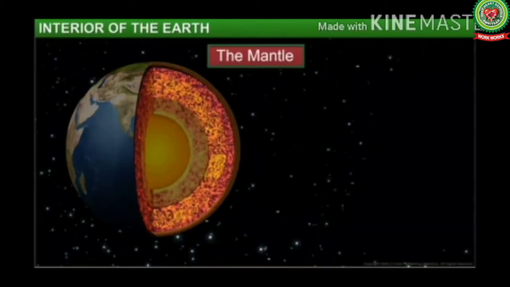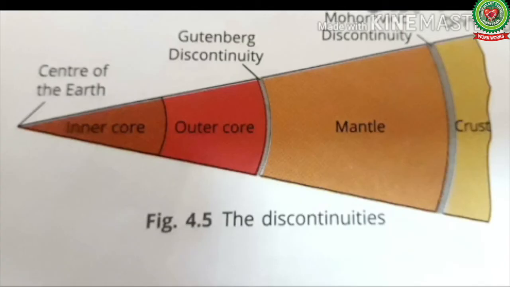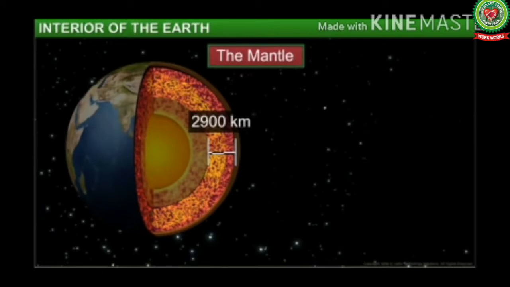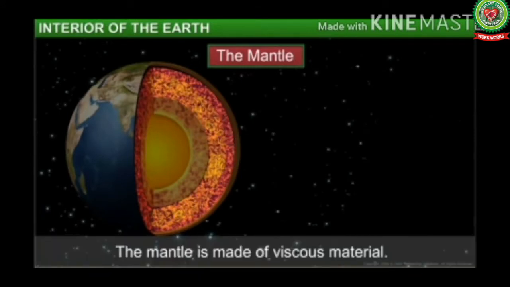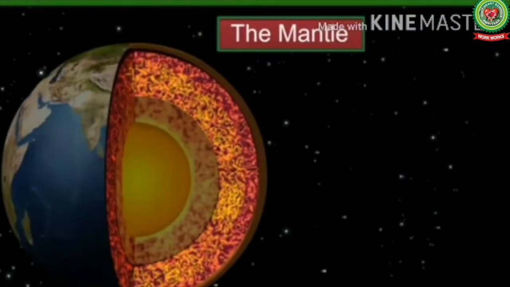Just beneath the earth's crust is the mantle. The mantle forms the main mass of the earth. It extends from the Mohorovicic discontinuity up to a depth of about 2900 km. The mantle is a partially molten layer and can have temperatures reaching up to 4000 degrees Celsius.